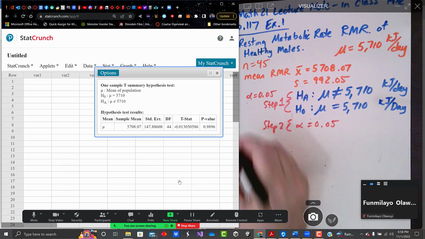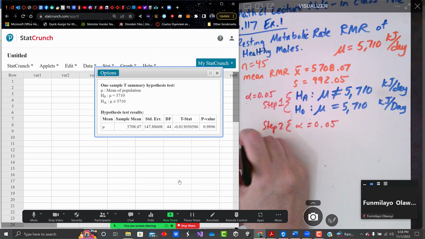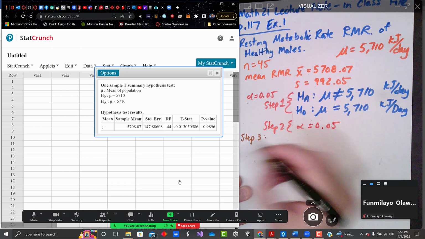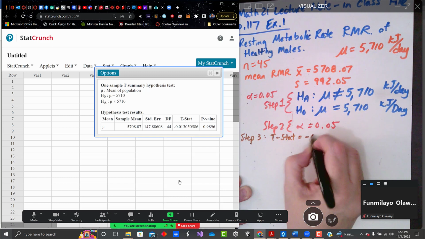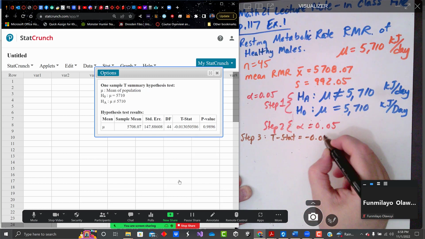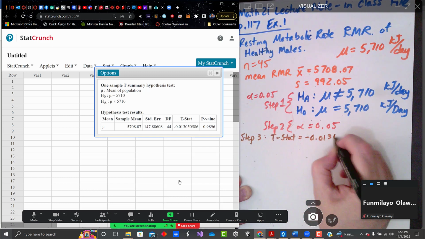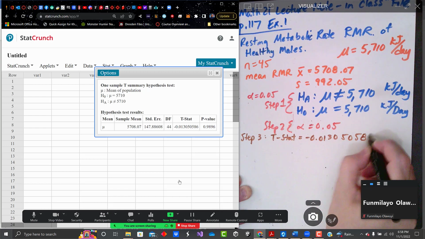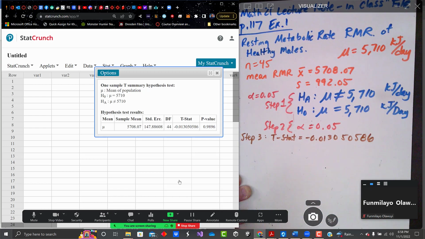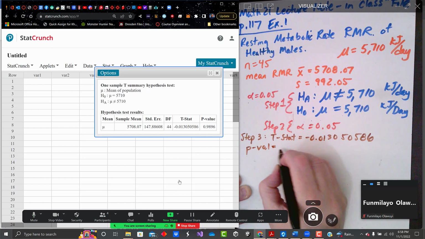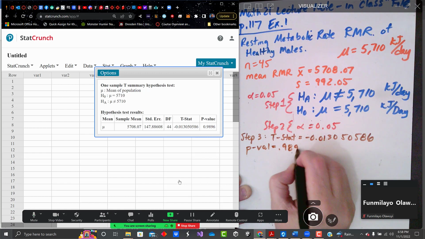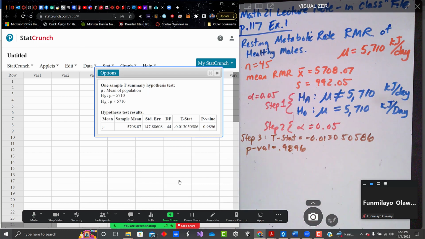So step 3 has some more information for me. My T-stat is my test statistic. And my p-value is 0.9896. Good God, that's really high. P-value caps at 1.